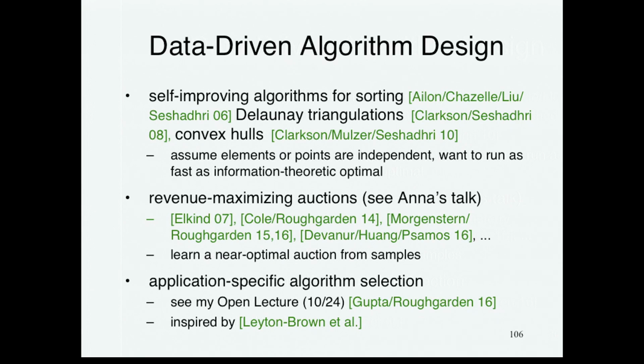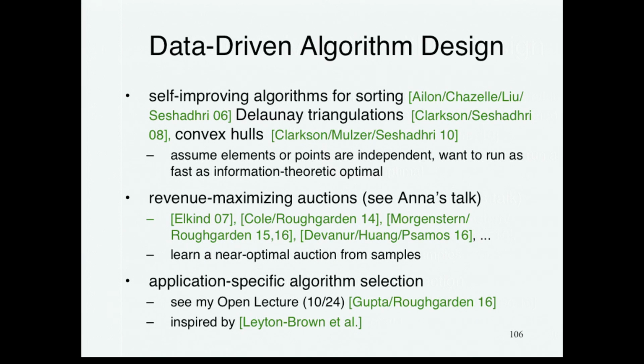And then finally, let me just mention, this will be the topic of the open lecture that I'm giving in October. This is also directly inspired by some of the work you'll hear from Kevin in the afternoon. So the idea is, in practice, what if you don't want to design an algorithm from scratch? What if rather you have an algorithm portfolio, a bunch of algorithms for the same problem with widely varying performance, and you want to figure out which one to use? What's the best algorithm for your particular set of instances?